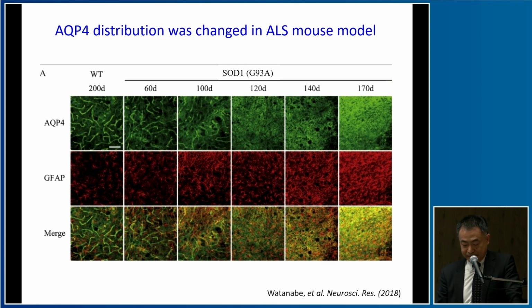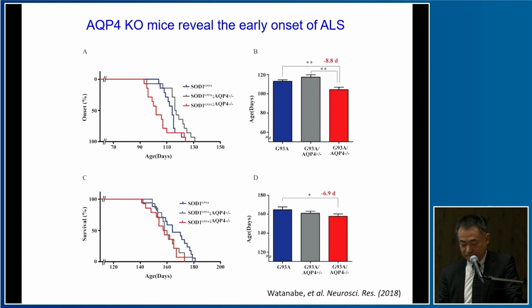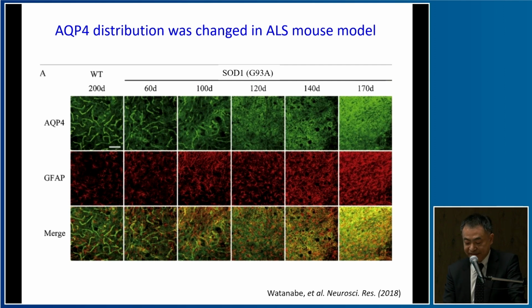And I'd like to emphasize that at 100 days, GFAP staining does not change a lot. The GFAP staining pattern is changed after 140 days. So before gliosis, aquaporin 4 distribution is altered.